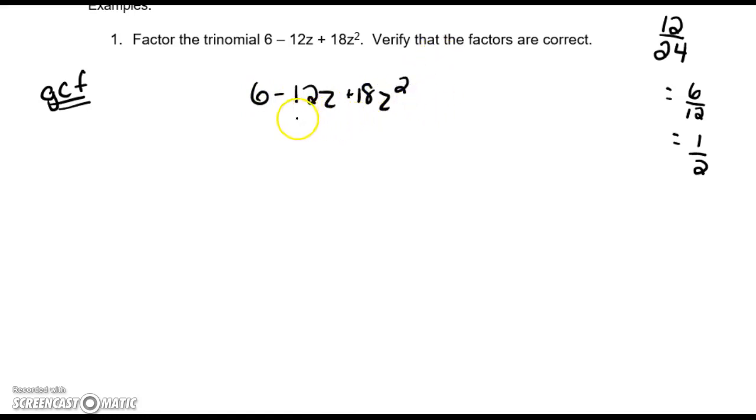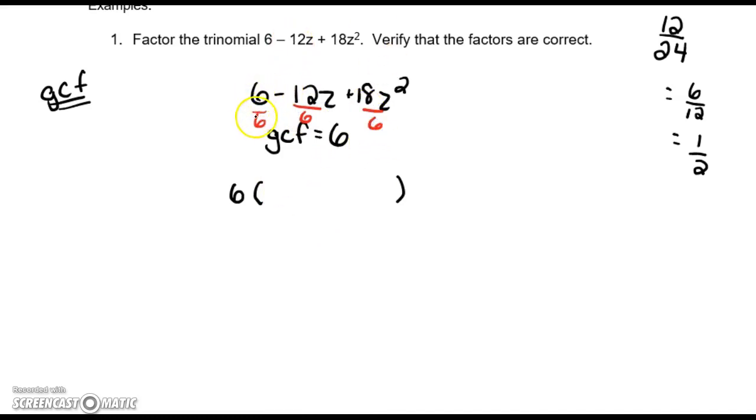So here we're just going to first examine our numbers. We have 6, negative 12, and positive 18. So you want to ask yourself, what is the biggest number that can divide into all three of these numbers? And so here in this case, your GCF would be 6. So what you're going to do is write 6 on the outside, and then write a bracket in the middle. And then you want to divide each of those terms by 6 to get our resultant polynomial, or what's inside our brackets.